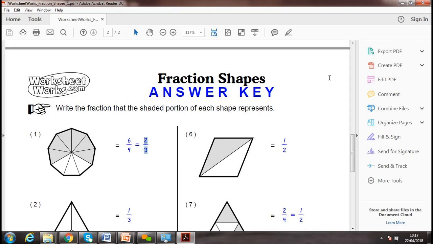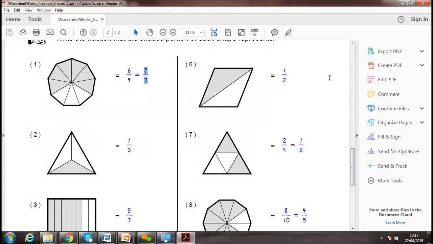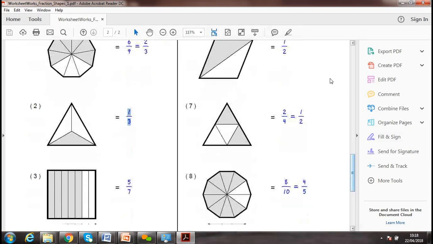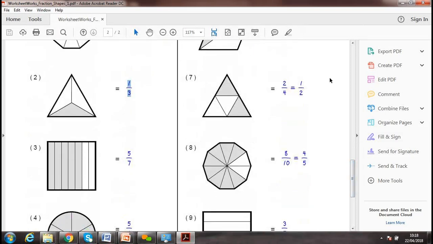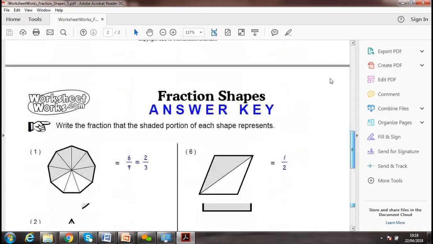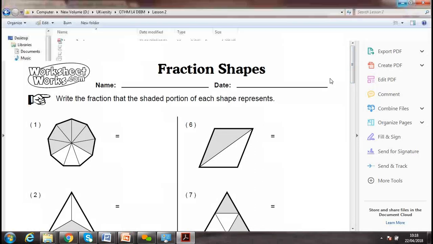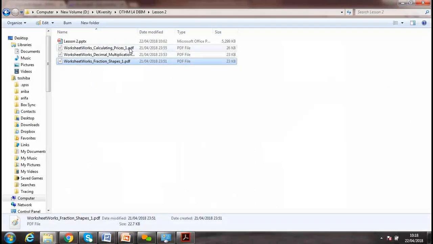Does it make sense? Yes. And Daniel, you getting the same? Okay, and this is 1/3, yes. 5/7, yes. 5/6, 3/5. So these are the examples of fractions. We did an example yesterday, so today I'll just show you decimals.